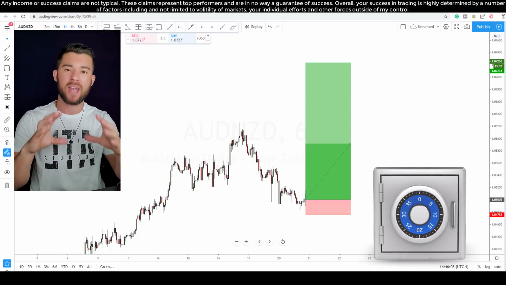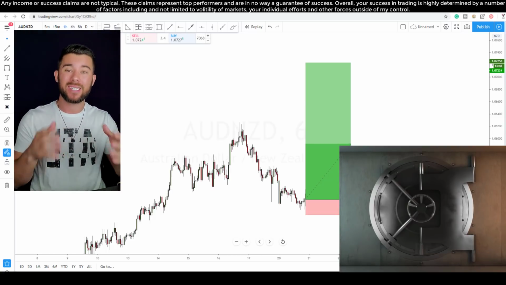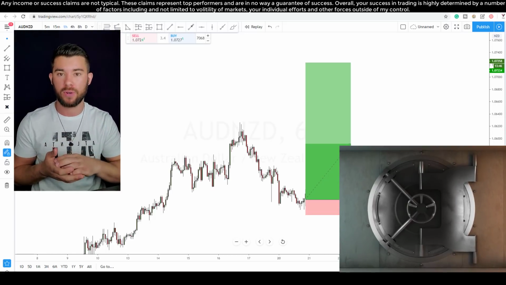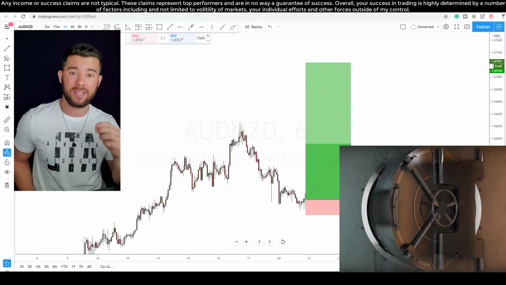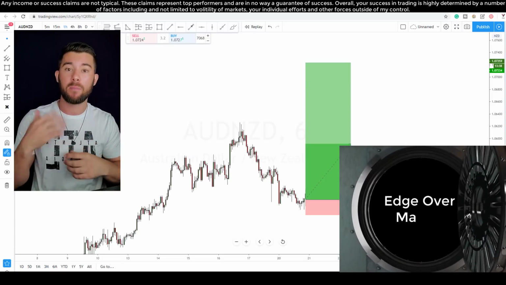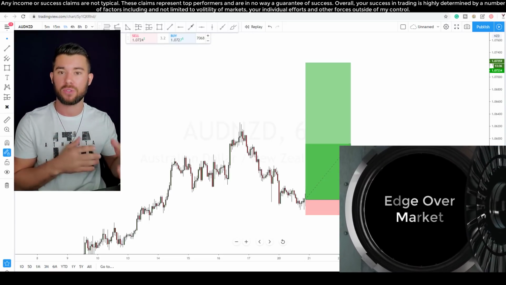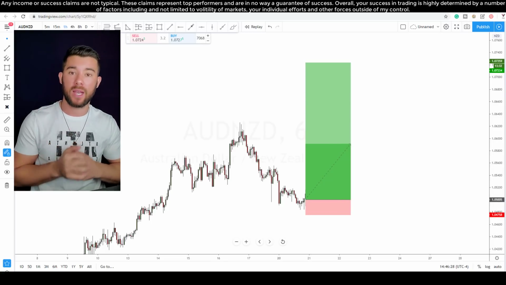What I want you to do is imagine there's a safe. And inside of this safe is an edge over the market. Inside of this safe is a professional trading career. And the correct combination of price action techniques can get you inside of that safe and get you what's inside, being an edge over the market and a professional trading career. So in this video, what I want to do is share with you that combination.